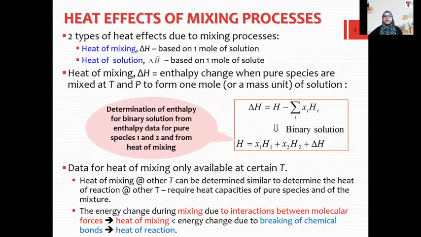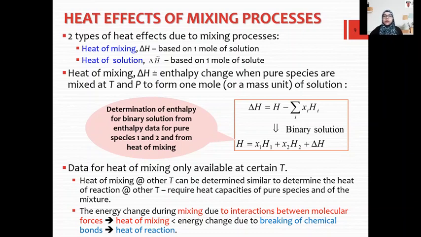Okay, for the heat effect of mixing process, there are two types of heat effects due to the mixing process, which are heat of mixing, denoted by delta H, and we also have the heat of solution. Heat of mixing is the change of enthalpy based on 1 mole of solution. But the heat of solution is based on 1 mole of solute.